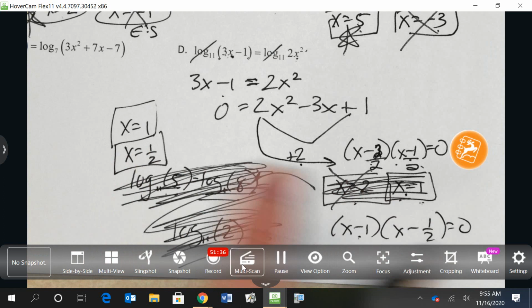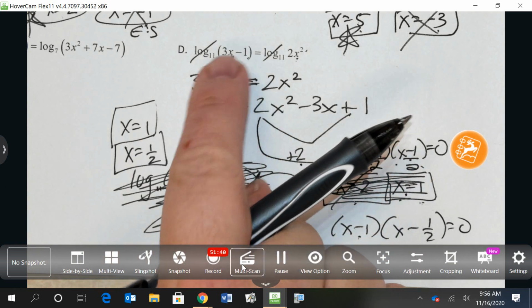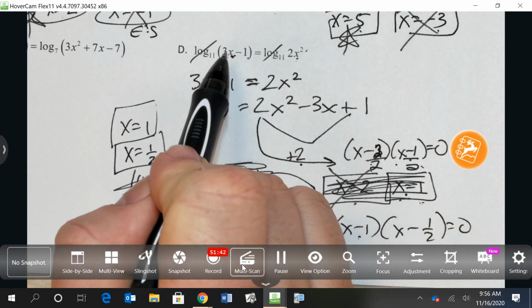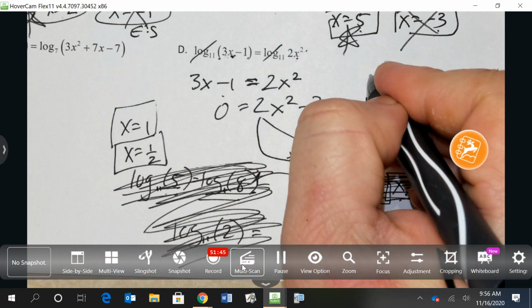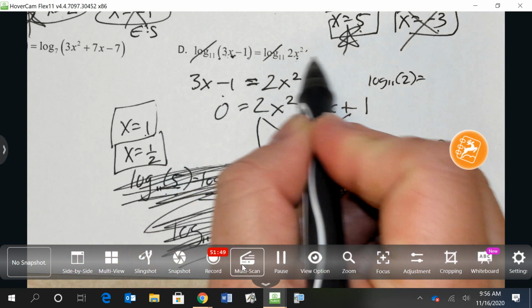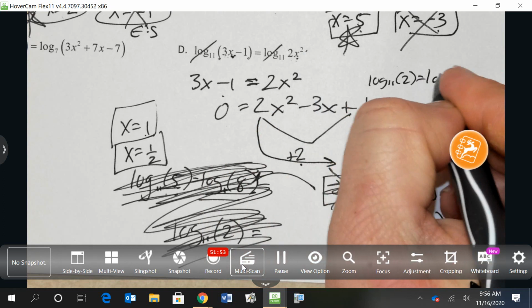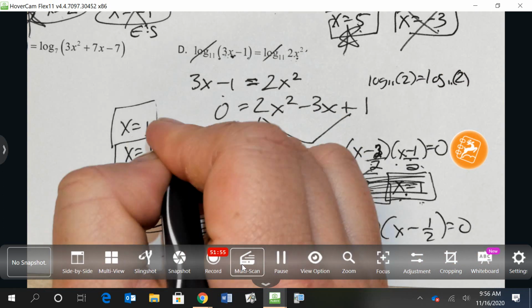Okay, let's try 1 now. So when I substitute in a 1, 3 times 1 is 3. 3 minus 1 is 2. So I have right over here log base 11 of 2. And then I substitute over here, 1 squared is 1. 1 times 2 is 2. So I believe that 1 is an answer.